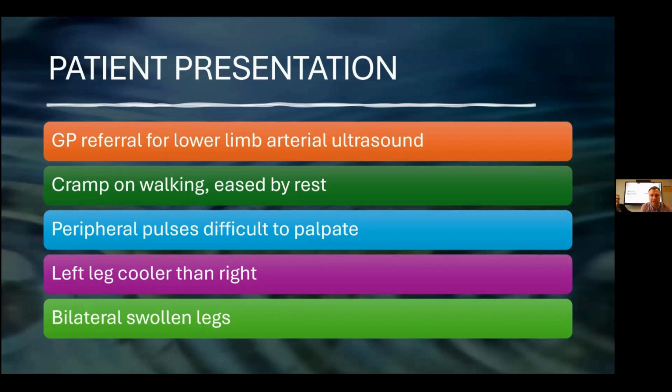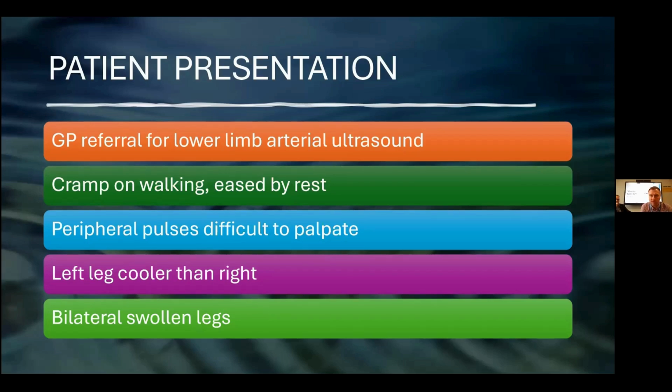Symptoms of cramp on walking, eased by rest, more so on the left side. His peripheral pulses were difficult to palpate, and more unusually in this case, he had bilateral swollen legs. So the ultrasound started fairly unremarkable.